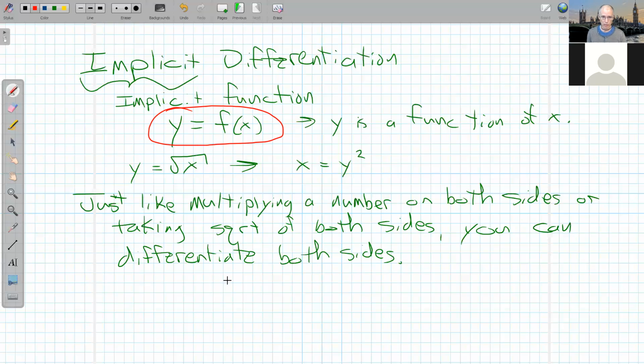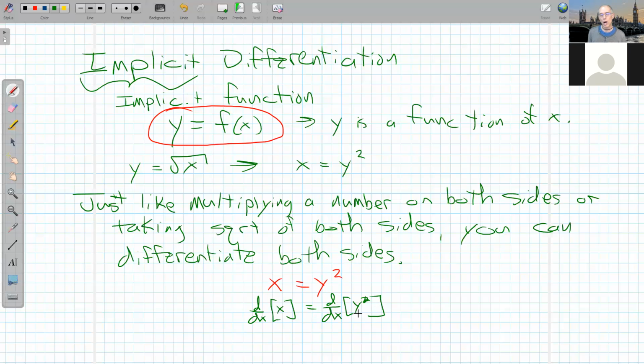So for example, let's take this one right here, x equals y squared. What I can do with this is differentiate both sides. So take the derivative of the left side, and that should be equal to the derivative of the right side. If x really does equal y squared, then the derivative of x should really equal the derivative of y squared. That's the idea of implicit differentiation. You can differentiate on both sides and keep the equal sign.